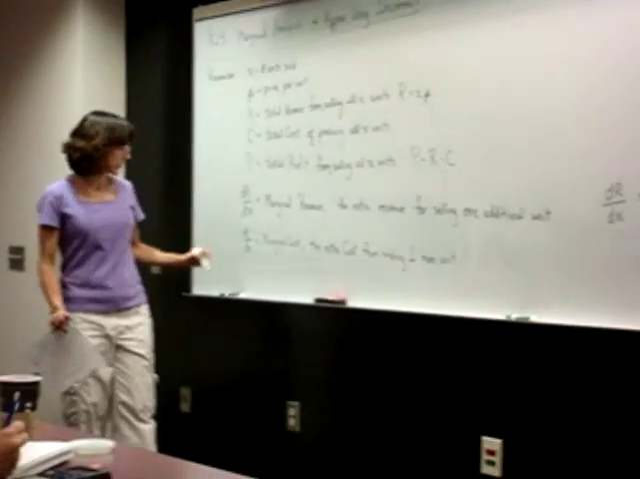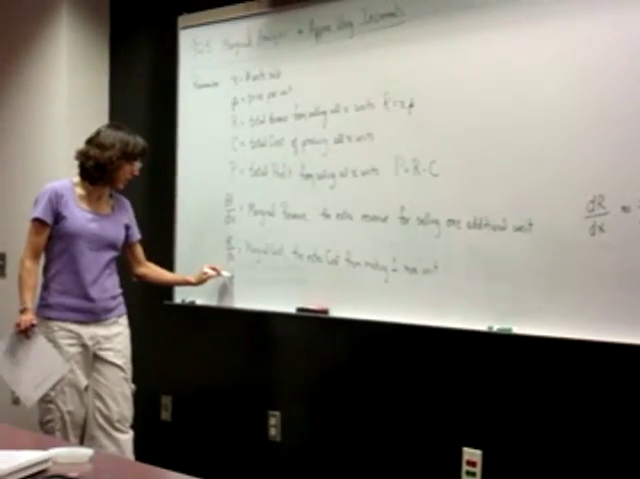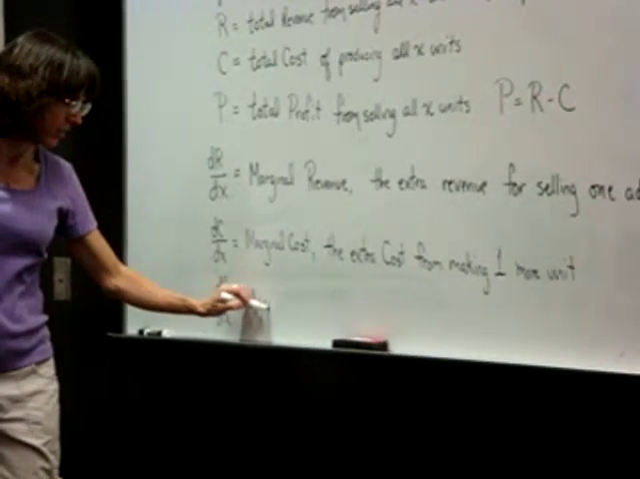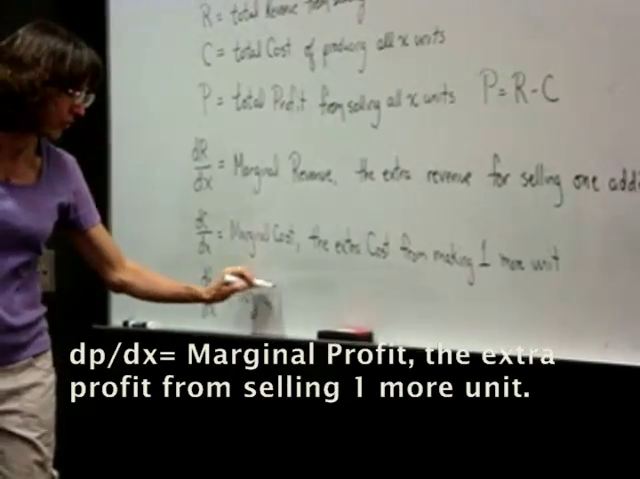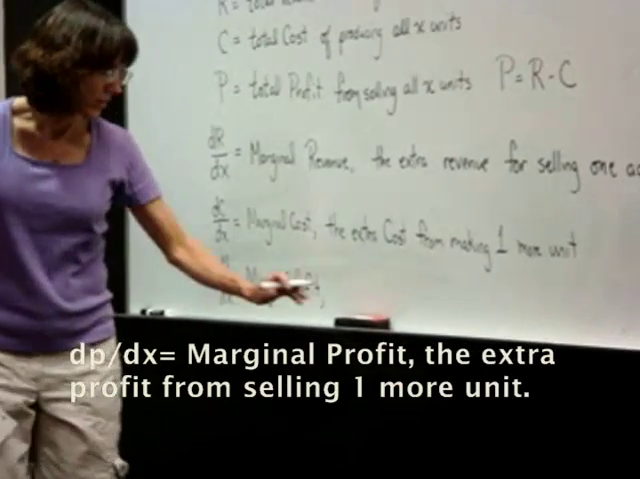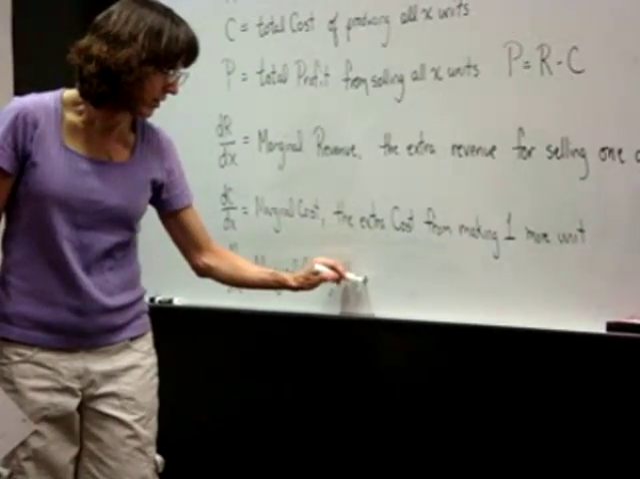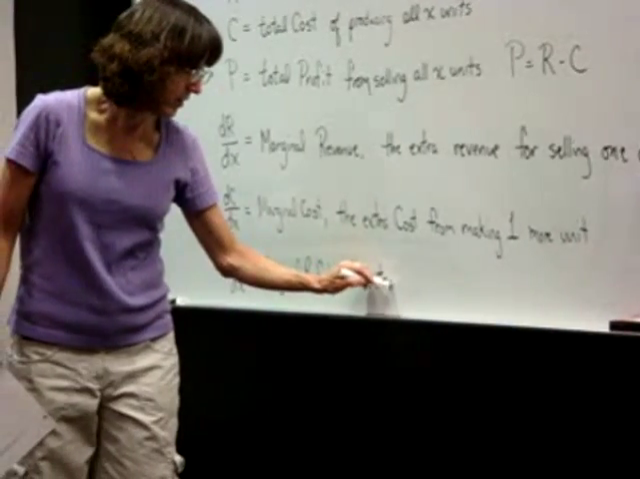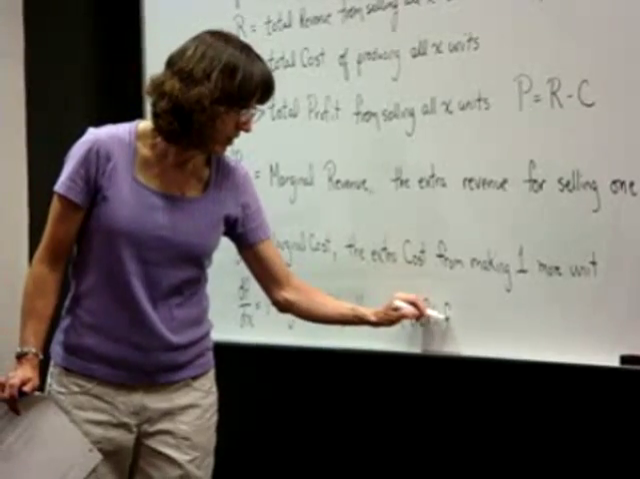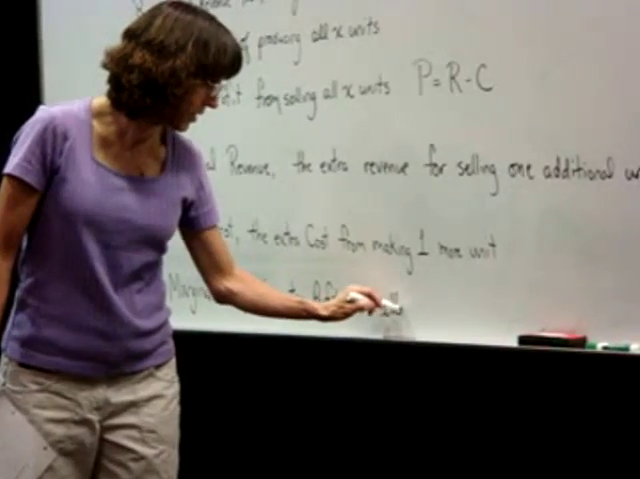Then there's also marginal profit, which is dP/dX, the derivative of profit. It's the same idea, the extra profit from one more unit, recovered from selling the units.